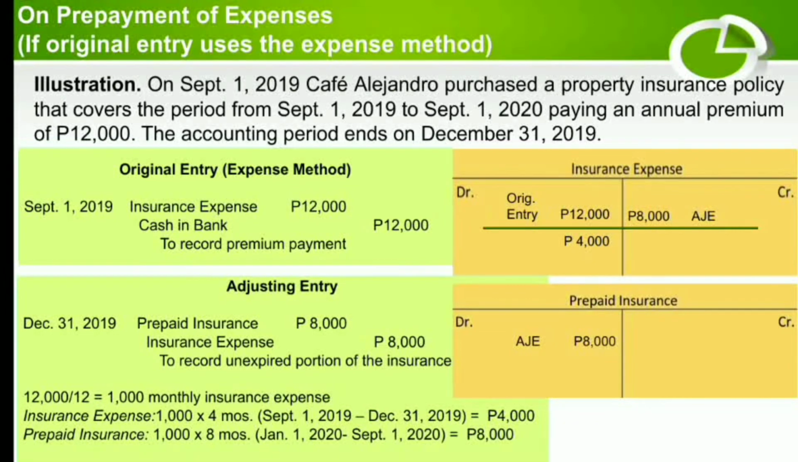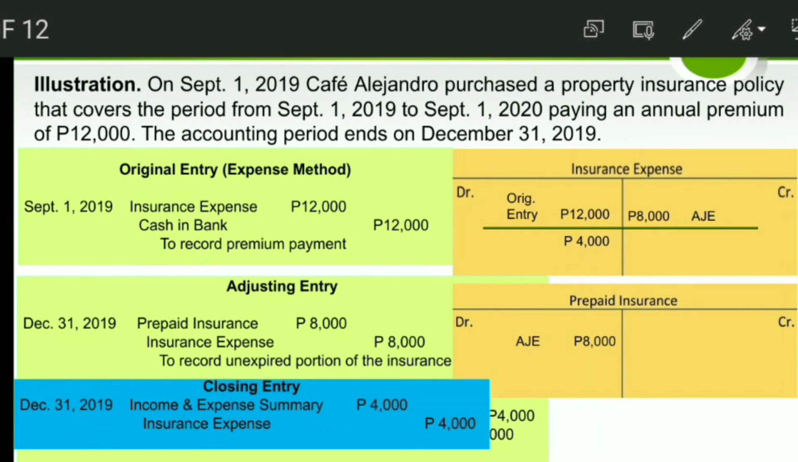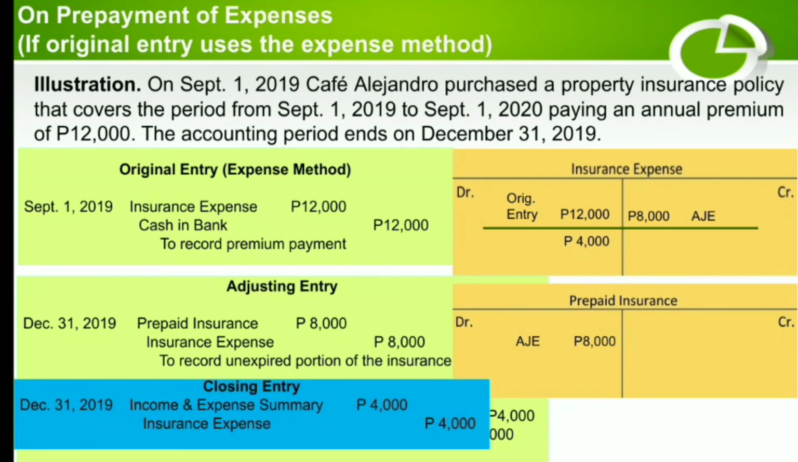Okay, so now that it is the end of the accounting period, the books of accounts of Cafe Alejandro are to be closed, and that includes closing of all the nominal or income statement accounts. And take note that insurance expense is a nominal or an income statement account, and therefore it must be closed to the temporary account income and expense summary. So here's now the closing entry. We have income and expense summary, 4,000 pesos debit, and then credit to insurance expense of 4,000 pesos. This closing entry will then be posted to the affected ledger accounts.